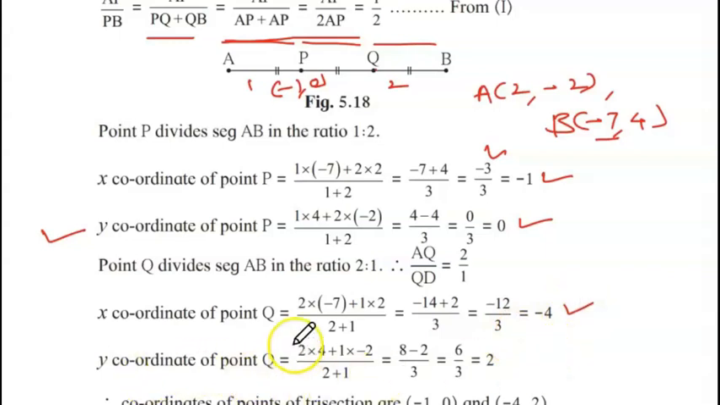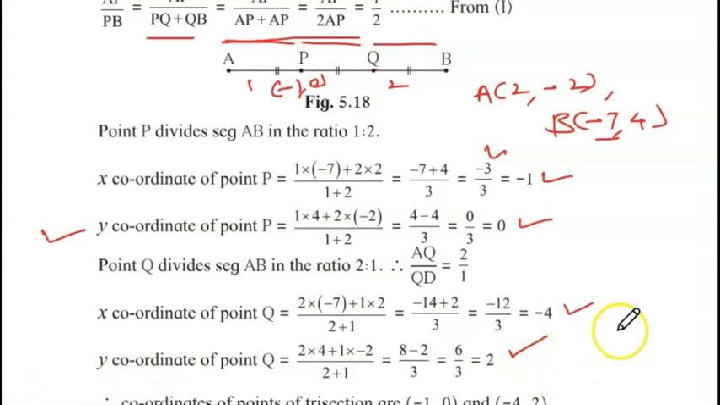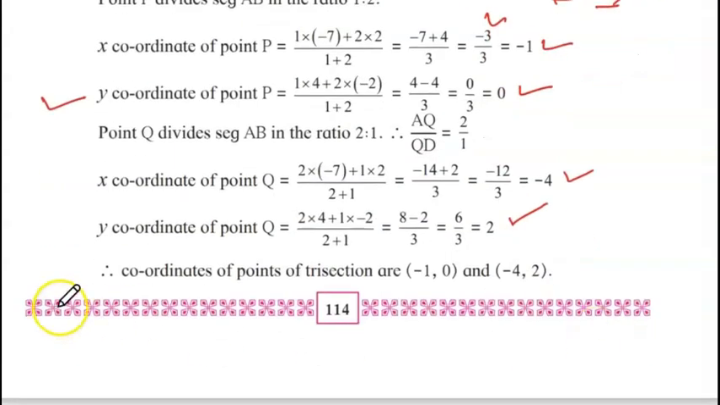Next, the y coordinate is (my2 + ny1) upon (m + n). That is 2 into 4 and 1 into -2. That is 8 minus 2 upon 3. That is 6 upon 3. Then you will get the y coordinate of the point Q as 2. These are the coordinates of the point Q. Therefore, the coordinates of the trisection points are (-1, 0) and (-4, 2).